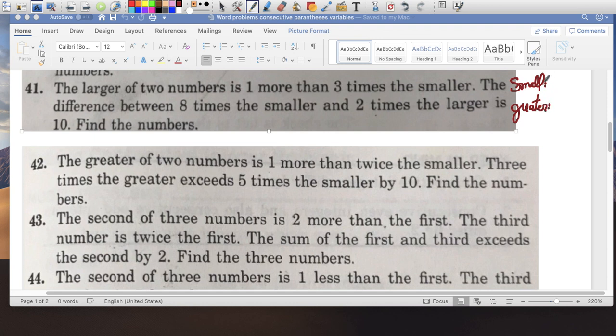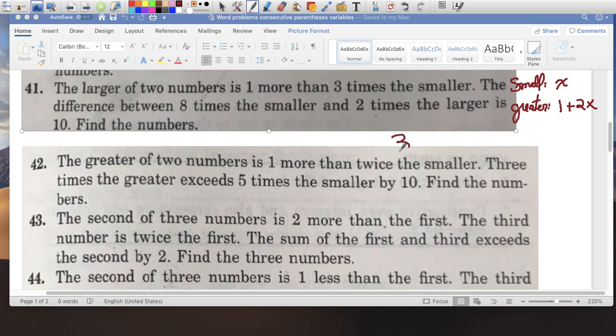Greater number, smaller. What are we doing? 42. The greater of two numbers is one more than the smaller. So the smaller one, obviously, has got to be x because there's nothing about it. So we're talking about the greater number in terms of the smaller number. The greater of two numbers is one more than twice the smaller. So that's my greater number. Identified. Now we can set up our equations.